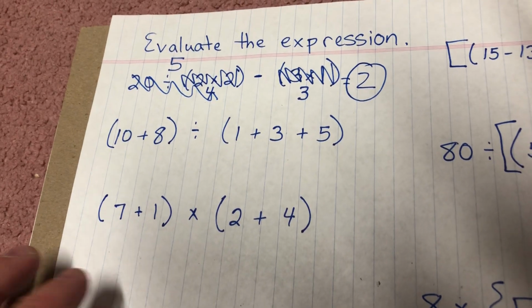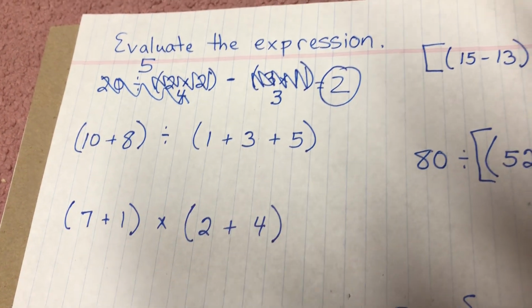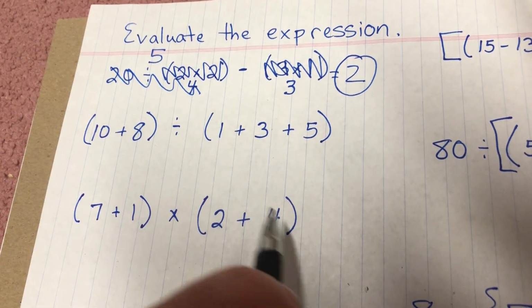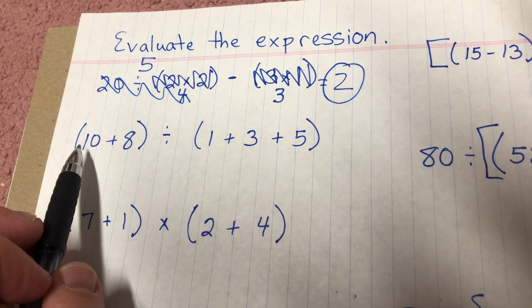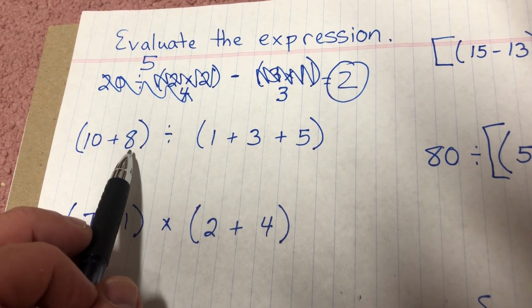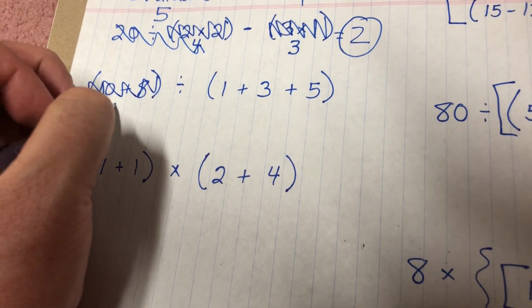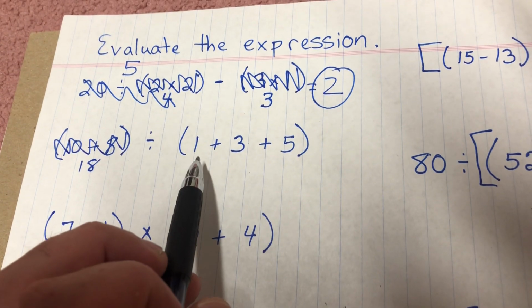Moving right along. The next one. 10 plus 8 divided by 1 plus 3 plus 5. Well, the order of operations, PEMDAS, tells me to clear parentheses first. Well, here's one set of parentheses. Inside there is 10 plus 8. Well, 10 plus 8 is 18.